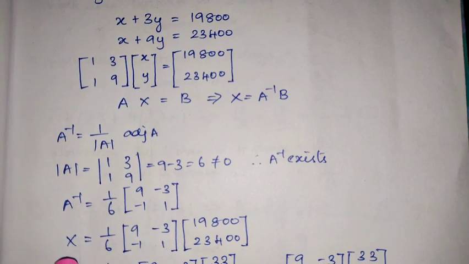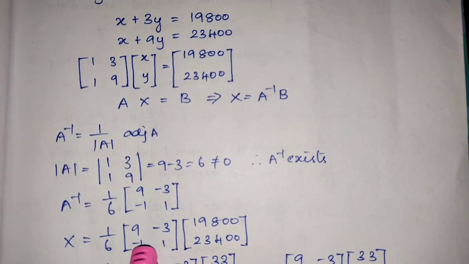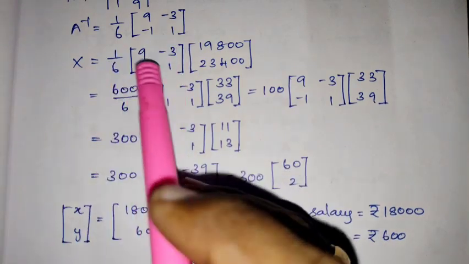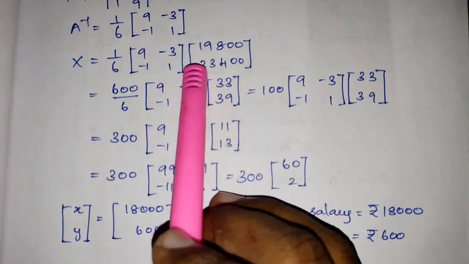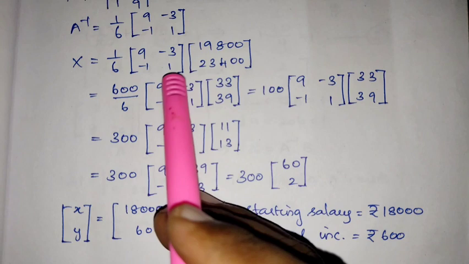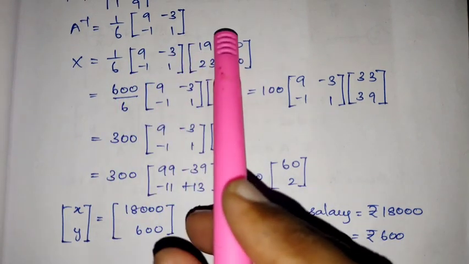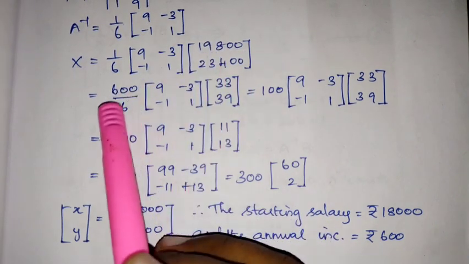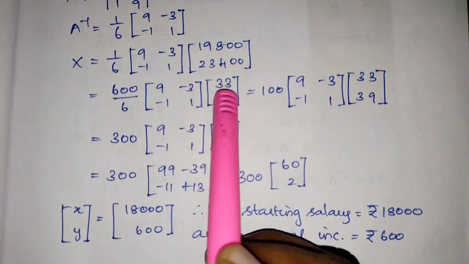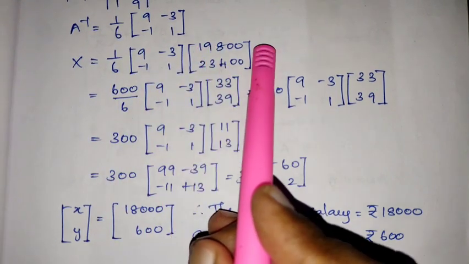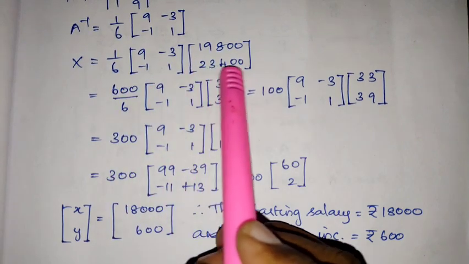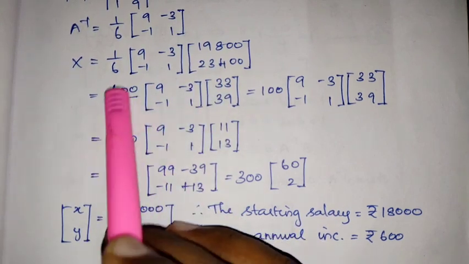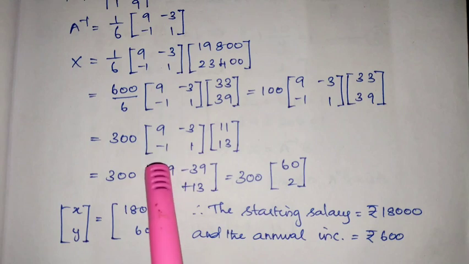Now we have to find X, which is A inverse, 1 by 6 into this matrix, into the B value. This is the B value. Before multiplying the two matrices, it is better to take the common value outside the matrix. From this particular matrix I can take 600 outside. Taking 600, this becomes 33, that means 600 into 33 is 19,800, and 600 into 39 is 23,400. Now the 6 and 6 cancel, you get 100. Now we can multiply and write it.